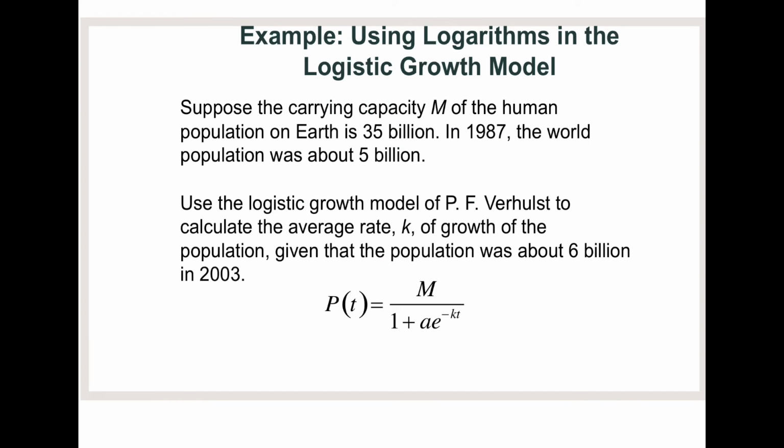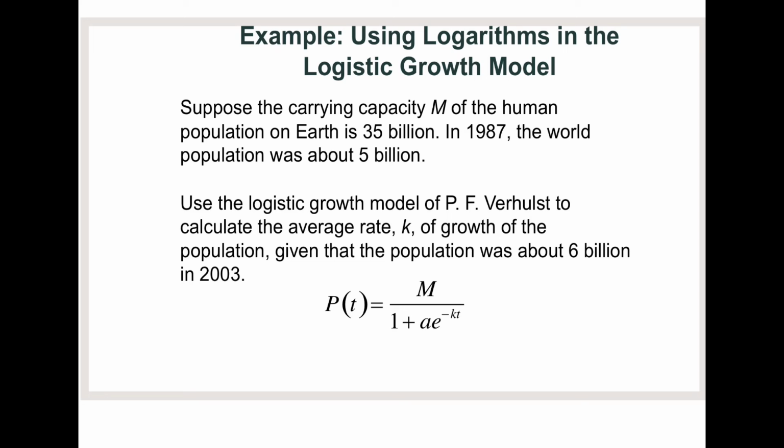Let's look at an application using logarithms. And this is a logistic growth model involving logarithms. It says, suppose the carrying capacity M of the human population on Earth is 35 billion people. And in 1987, the world population was about 5 billion. Sounds about right. Use the logistic growth model of P.F. Verhulst, hopefully I'm saying that right, sounds very German, to calculate the average rate K of growth of the population, given that population was about 6 billion in 2003.